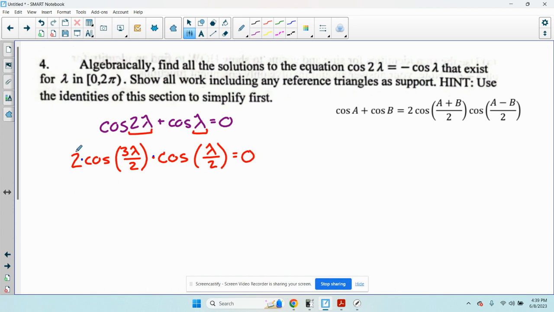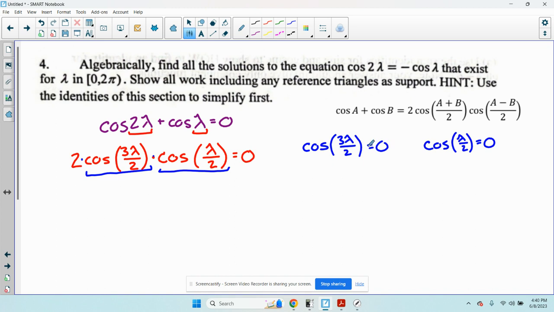So either the first thing is 0, which it's not, it's 2, or the second thing is 0, or the third thing is 0. So this implies from this equation that either cosine of 3 delta over 2 equals 0, or cosine of delta over 2 equals 0. So I need to figure out what 3 delta over 2 and delta over 2 equal.